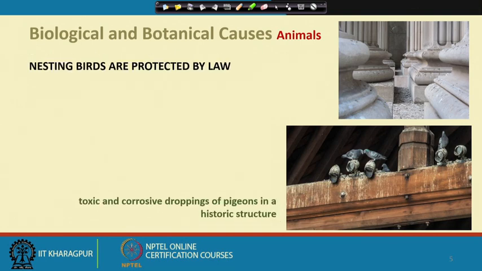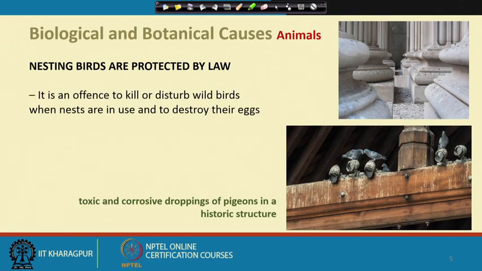One, we must remember the nesting birds are protected by the law, and so are some of the animals. There is a very strict animal control, protection and preservation wildlife law. So, depending on which country we are working in, we have to be very careful, because earlier a lot of measures were taken. We were sometimes very cruel, and these are not possible nowadays. So, one has to look into those particular laws to keep a balance.